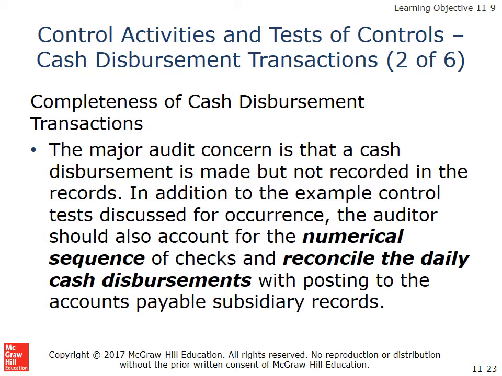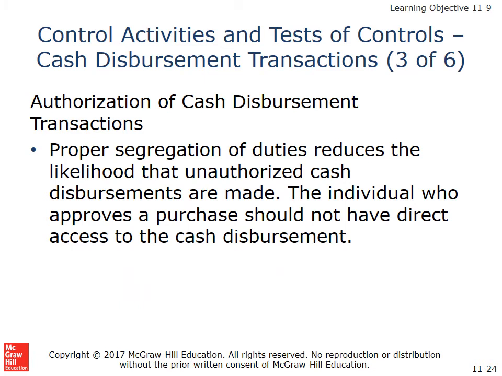The major audit concern is that a cash disbursement is made but not recorded. So the other side of it. In addition to the example control test discussed for occurrence, the auditor should also account for the numerical sequence of checks. Are all the checks that were written, are they all recorded? Authorization. Are they all properly authorized? Is there a proper segregation of duties? The individual who approves a purchase should not have direct access to the cash disbursements. Those must be separated.